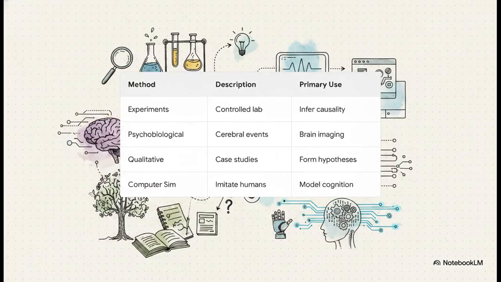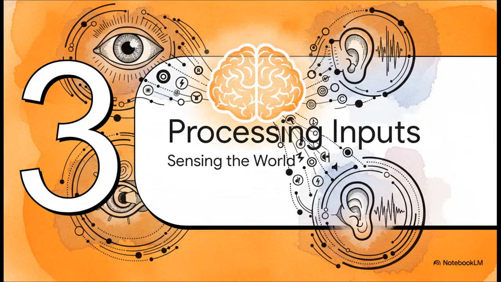What's really fascinating here is how our different methods actually tag team to give us the full picture. So while experiments in controlled labs test our hypotheses to infer causality, qualitative methods like case studies or naturalistic observation give us these richly textured accounts that are just brilliant for formulating new hypotheses in the first place. Then we have psychobiological research, which uses brain imaging to map cognitive performance directly to actual cerebral events. And finally, computer simulations. This is where we literally program machines to imitate human functions or model the entire cognitive architecture of the mind.